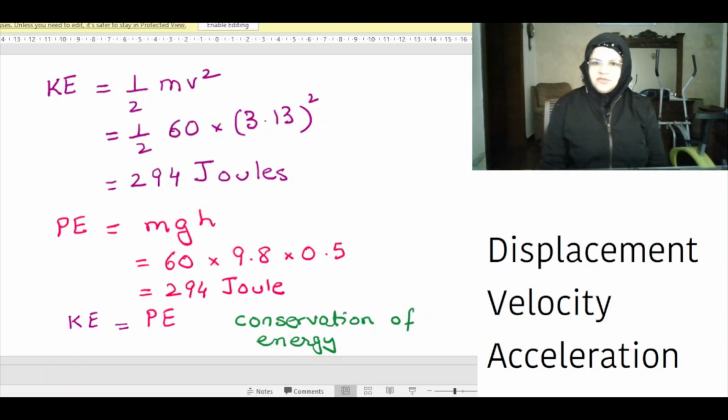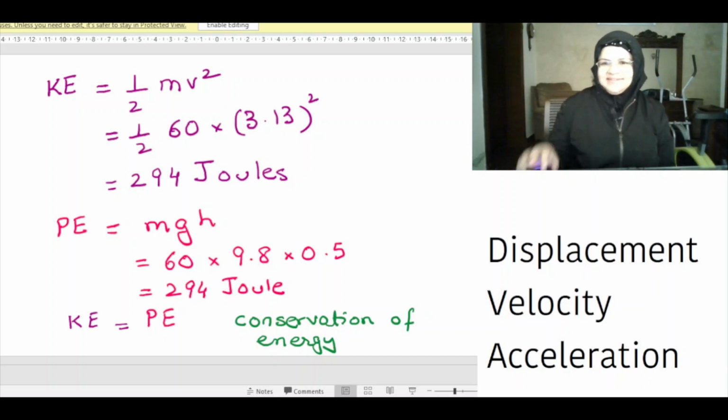When the person jumps from the chair, the gravitational potential energy is converted into kinetic energy. Kinetic energy is equal to half mv square, where m is the mass of the person, that is 60 kg. V is the velocity when the person approaches the ground, that is 3.13 meter per second, giving us the kinetic energy of 294 joules. Therefore, potential energy is completely converted into kinetic energy, giving us the law of conservation of energy. The law of conservation of energy states that the energy cannot be created nor can be destroyed, but can only be converted from one form to another.